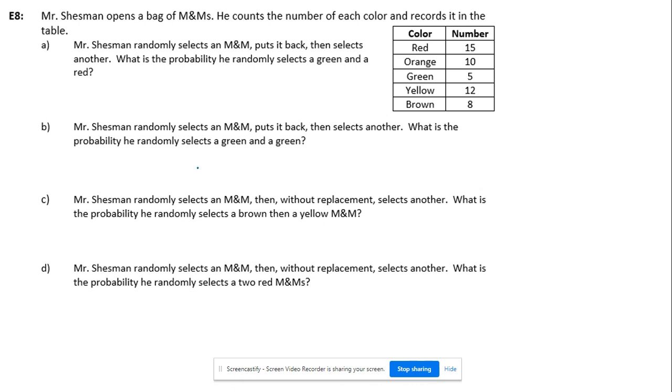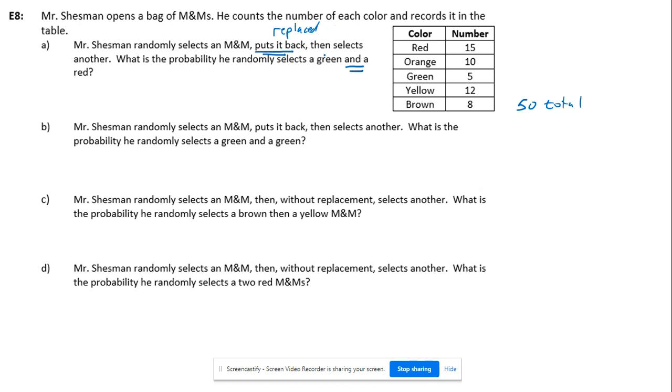So I'm going to open up a bag of M&Ms, and I count the number of each color, and I record it in a table. So my red, orange, green, yellow, brown are over here. The first thing, before I even read the rest of the problem: how many M&Ms were in that bag? I'm just going to add up 15 plus 10 plus 5 plus 12 plus 8. I got 50 total M&Ms. So if I select an M&M, put it back, and then select another, what is the probability I select a green and a red? Did you notice that I select the M&M and then I put it back? That means I replaced it.